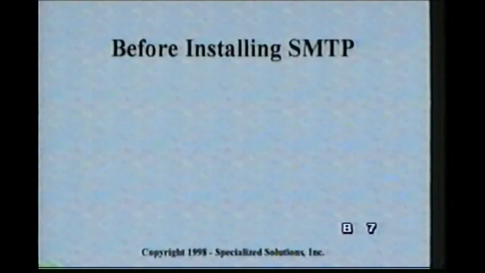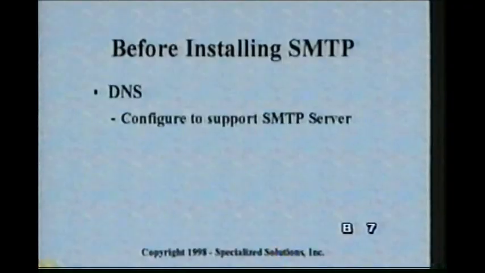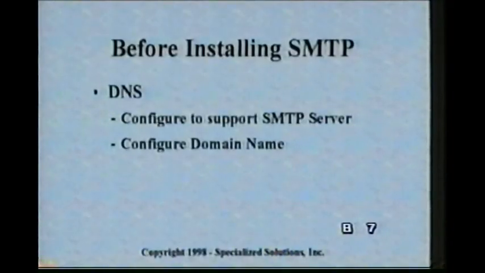Before installing SMTP on your server, there are certain things that you need to do prior to setting it up on the server. The first thing is you need to take into consideration DNS. You need to configure DNS to support your SMTP server, and by doing that, you need to configure your domain name, either by securing a domain name from the Internet or by configuring an internal domain name with your DNS server.